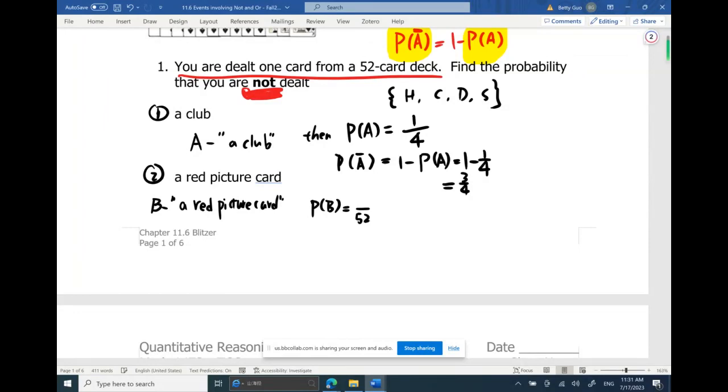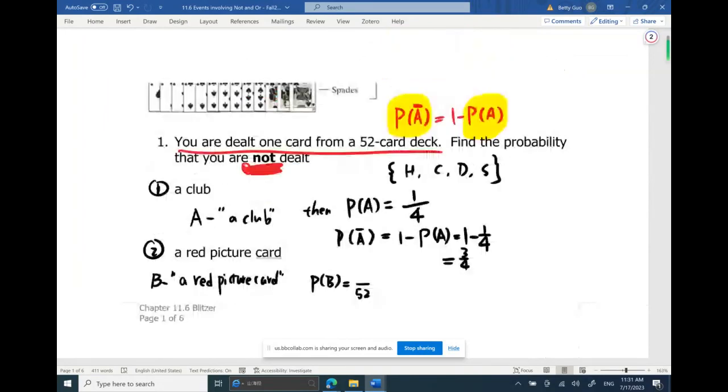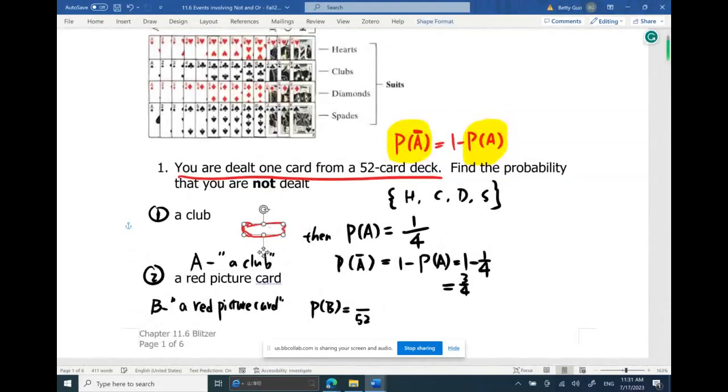Among the 52 cards, how many of them are red picture cards? Let's look at the photo here. Among the 52 cards, how many of them are red picture cards? Hold on, let me fix that.